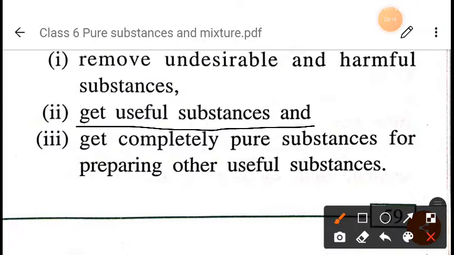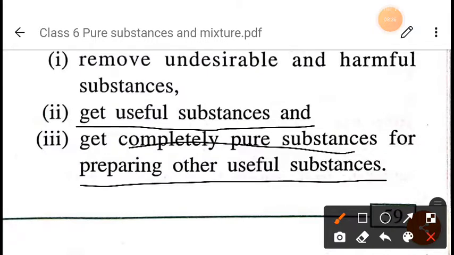Next, whatever substance we get after the separation is a completely pure substance, and it is used for the preparation of other useful substances. So I hope you have got some idea why there is a need for the separation of constituent particles. Here so many examples are given, so we will see them one by one.